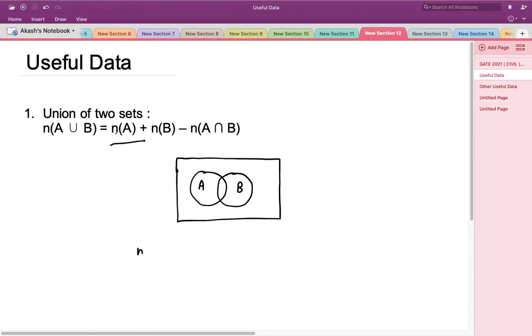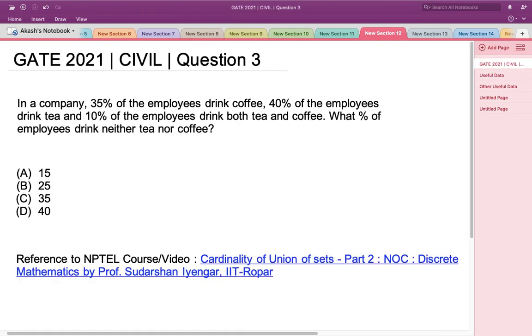Here n of A corresponds to the elements that A has, n of B corresponds to the elements that B has, and n of A intersection B corresponds to the elements that both of these sets have. So let's use this concept and solve this question. We have been given that 35% of the employees drink coffee, 40% of the employees drink tea, and 10% of the employees drink both tea and coffee.